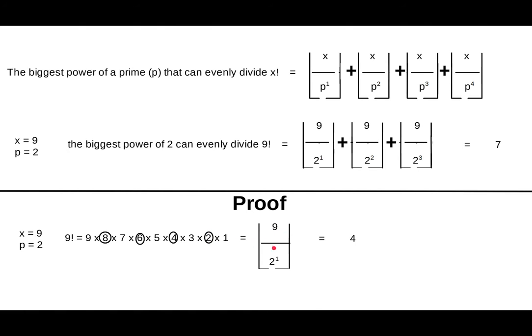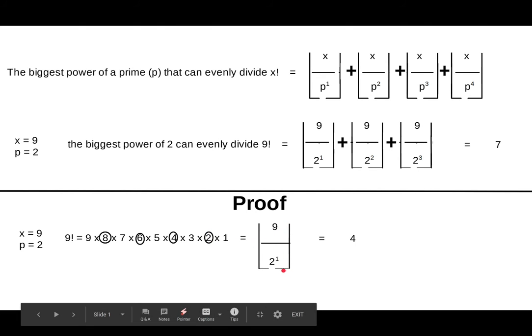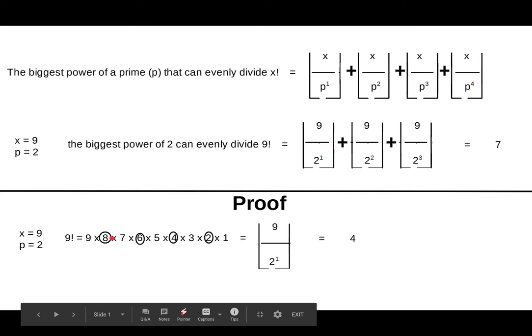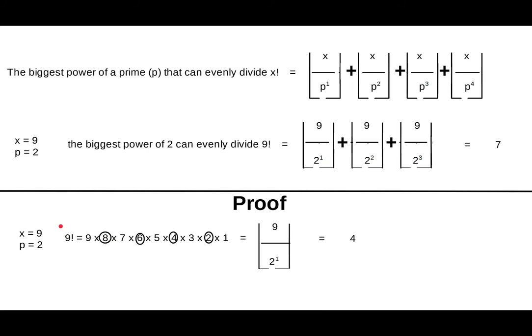So 9 over 2 to the power 1 floored is going to give us how many 2's there are in this 9 factorial, which is equal to 4. We floor it because if it was 10, we couldn't use 10 because it's greater than 9, and we don't have that option. Any time we have a multiple of 2 greater than 9, we're not going to consider it because 9 is the limit. So we floor to make sure it's not going to go above 9.